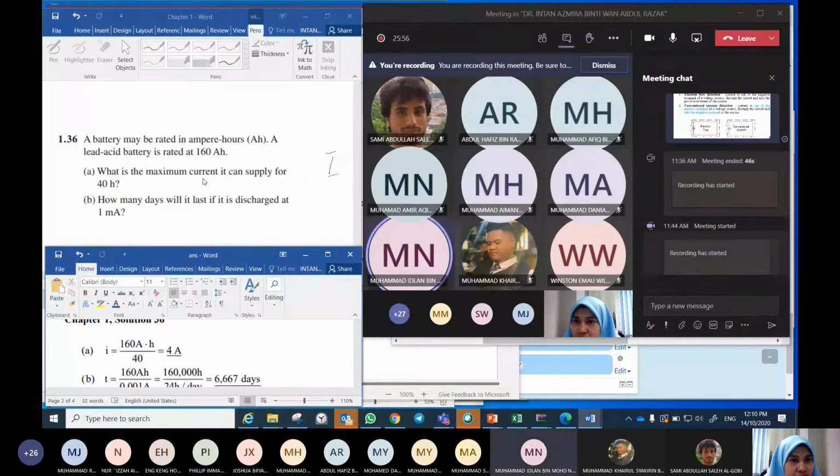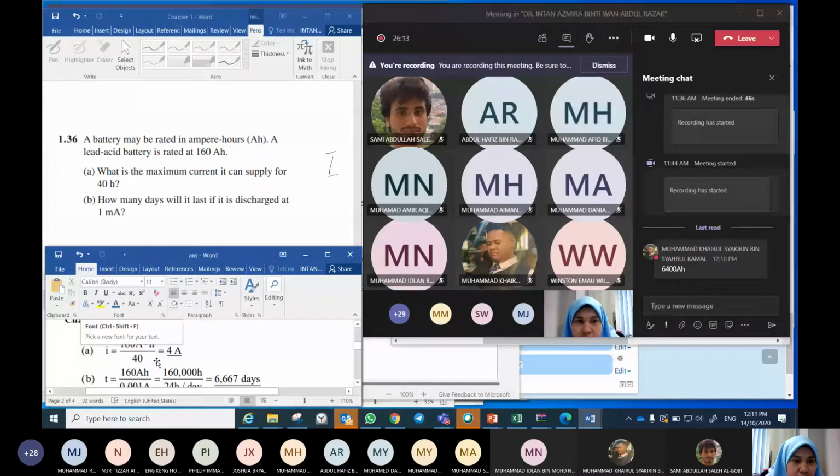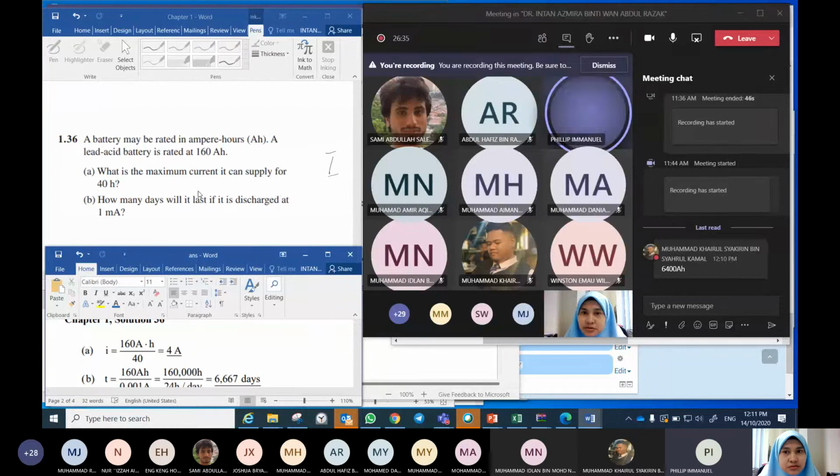Okay, never mind. So maximum current. So we have 160 Ah, this is the unit Ah, and then supply for 40 hours. So the lower side is in hour. We cancel out the hour and hour, and then we will get 4 A. This question we play with the unit. Can you understand this? Understand, ma'am. Taking a while to do the question.